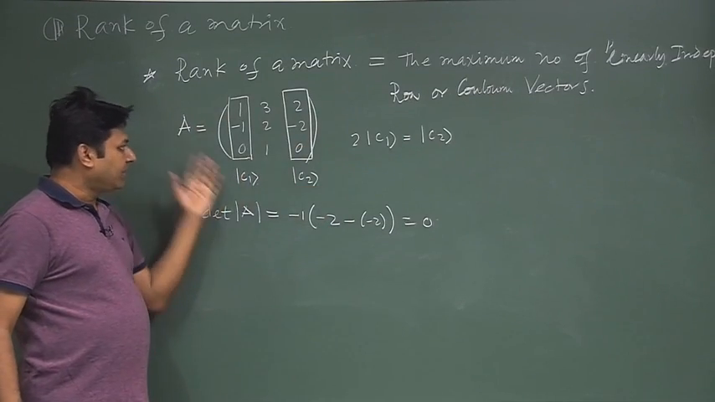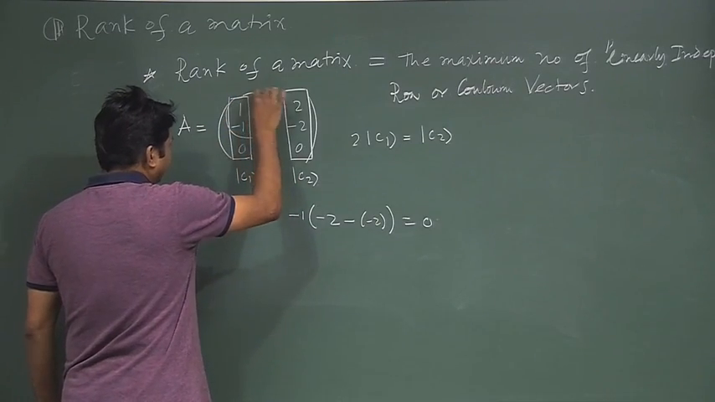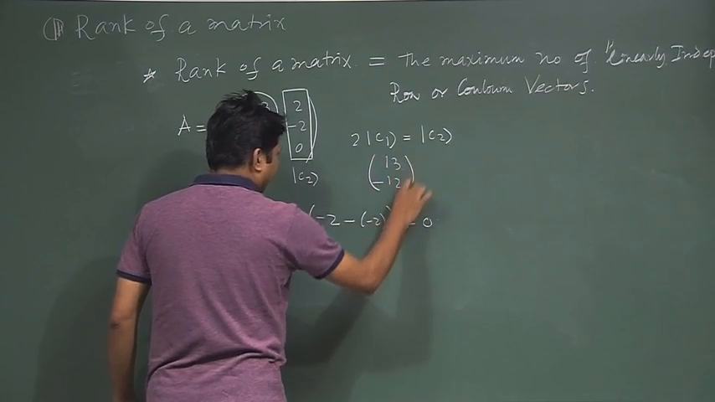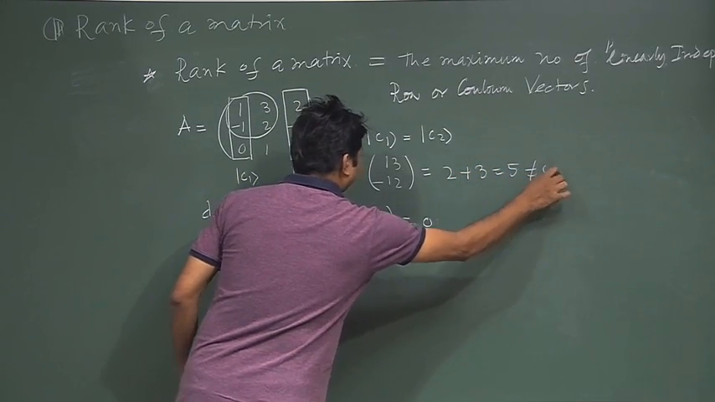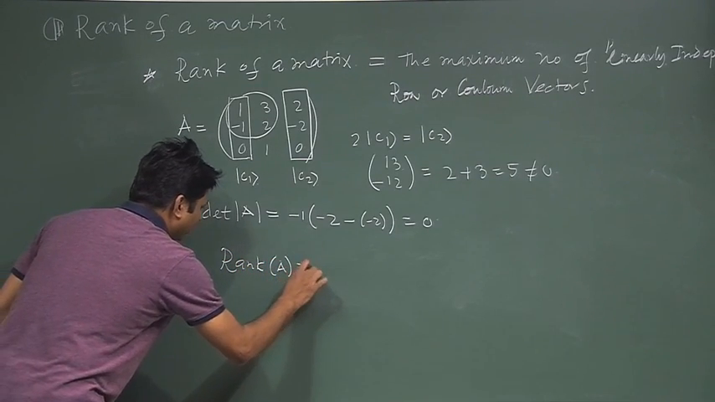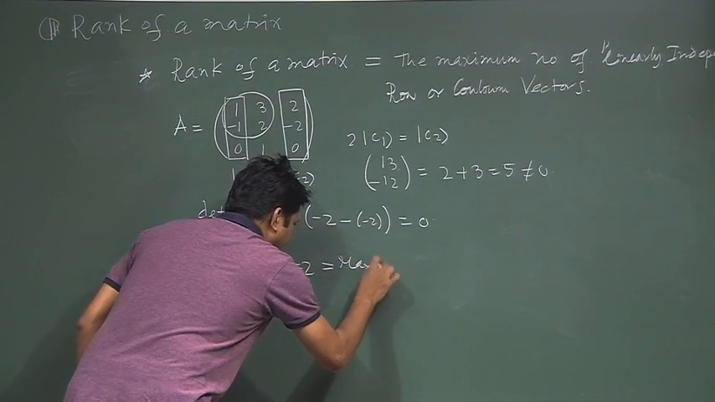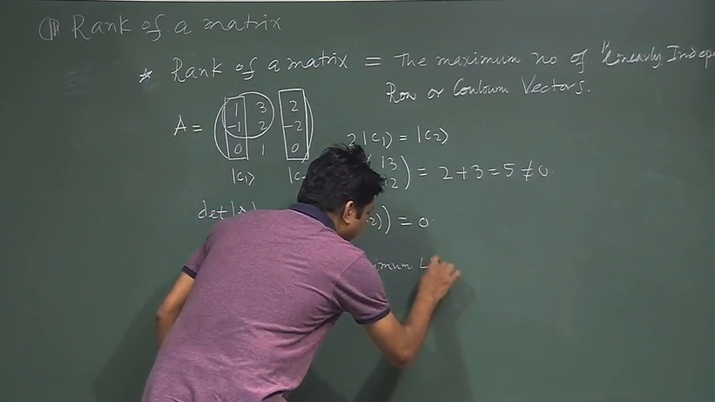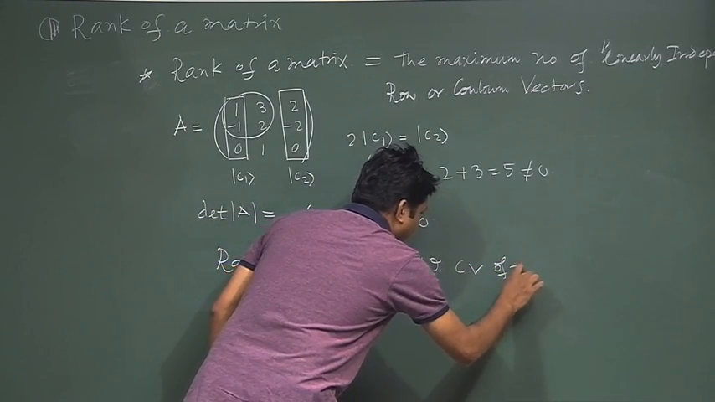So, that means this matrix has rank less than 3. Now you need to find the submatrix. This submatrix is 1, 3, minus 1, 2, and its determinant is 2 plus 3, which is 5, not equal to 0. That means the rank of this matrix A is equal to 2. What is this number 2? This 2 is the maximum number of linearly independent column vectors of the matrix.